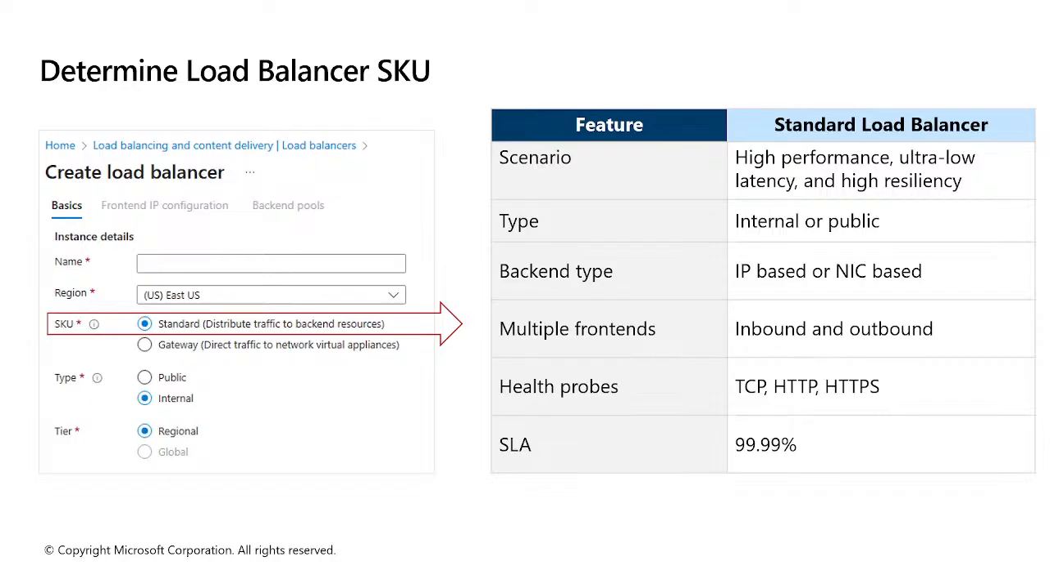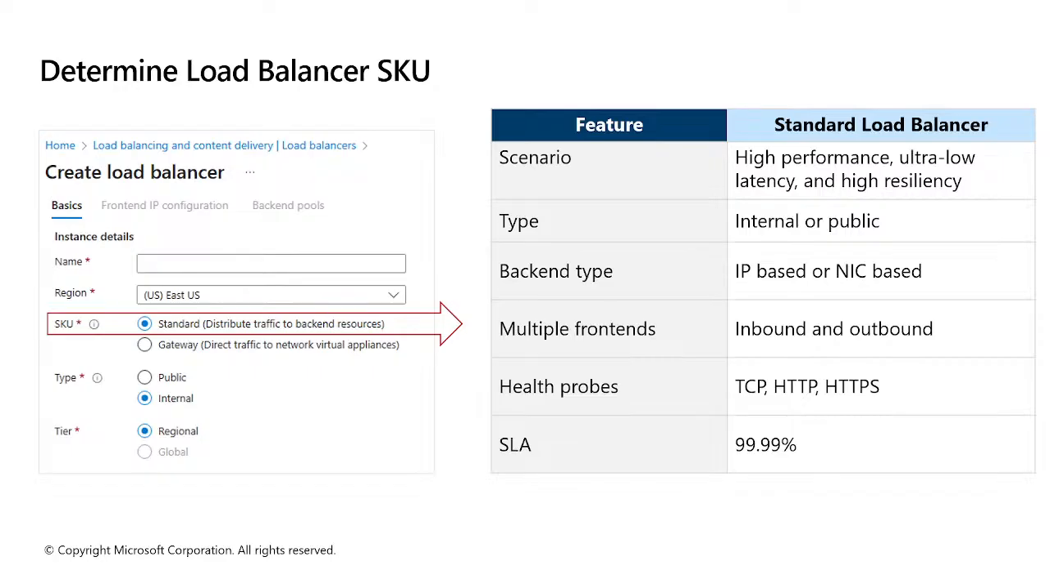Now let's talk about how to determine the load balancer SKU. It all depends on what you are trying to achieve. You can see the SKU here. There are two: we have the standard and the gateway. The first one says if you want to distribute traffic to your backend resources, like the last picture we saw, for example I'm using an application gateway and just want to distribute traffic to the servers that are hosting my application, then I can leverage the standard. Standard is enough for me.